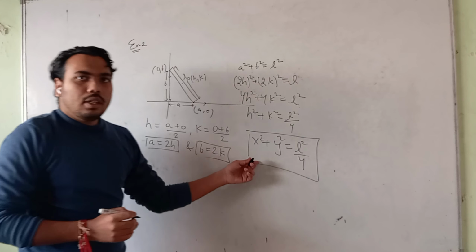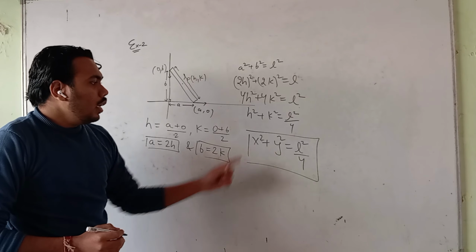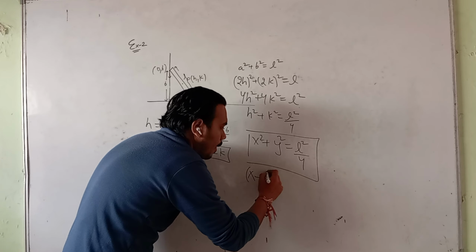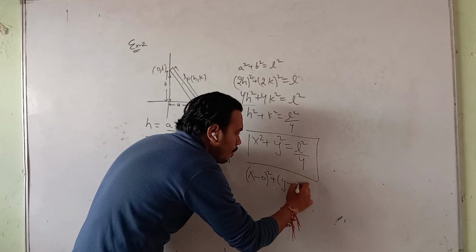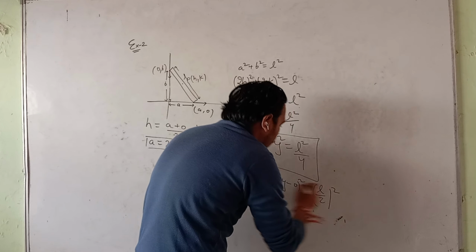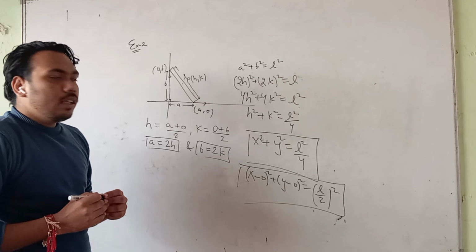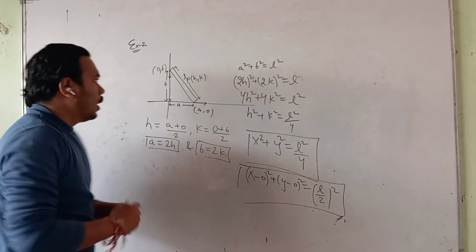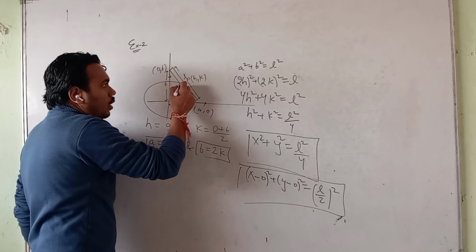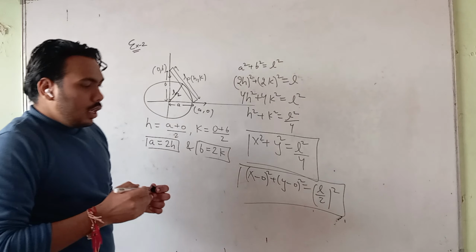If I compare this equation with the equation I got in the previous example, it is the equation of a circle with center (0, 0) and radius L by 2. Then in this example, the midpoint will follow the path of a circle whose equation is given by this. The path will be like that, where the radius is L by 2 and the center is (0, 0).